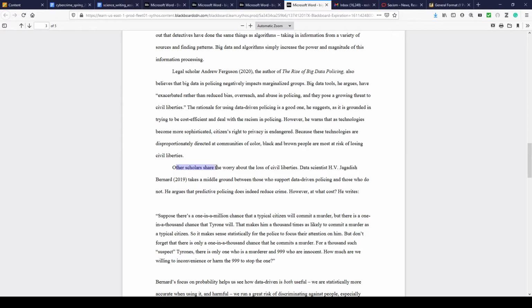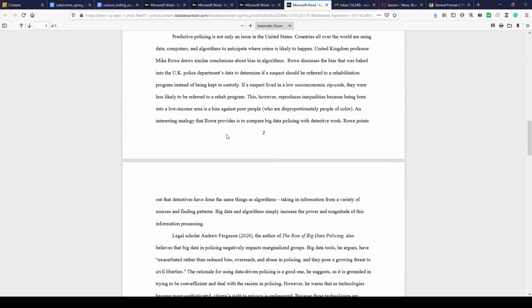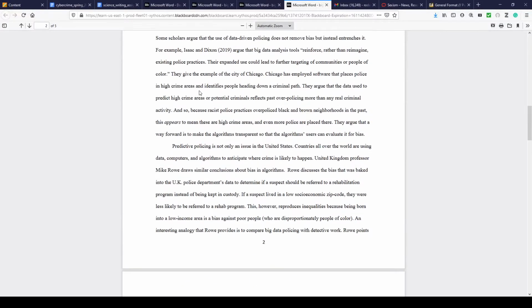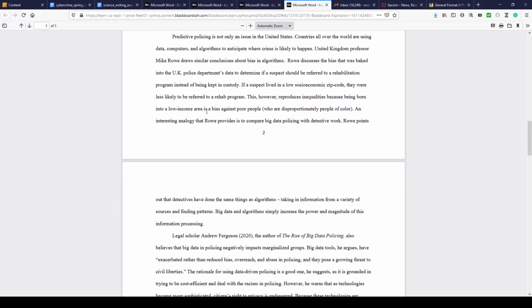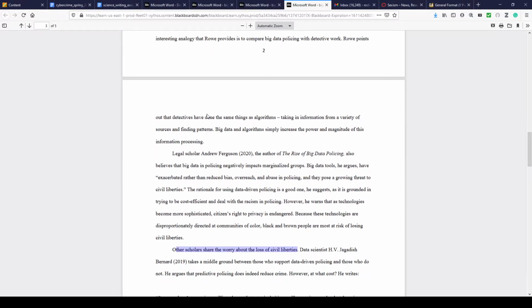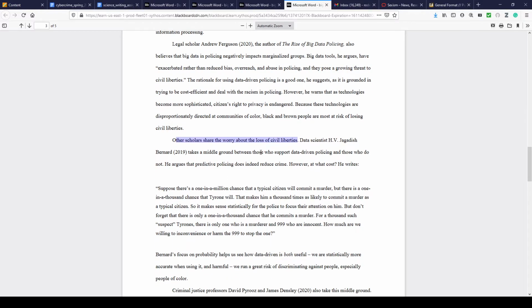Other scholars share the worry about the loss of civil liberties. But notice I'm making a shift. So I started talking about bias, first Isaac and Dixon talking about bias, and then Rowe does the same, just in the UK. Then I say that Ferguson also agrees, but he's also concerned about civil liberties, which now shifts the narrative and allows me to talk about Bernard's work. And he is also worried about civil liberties.